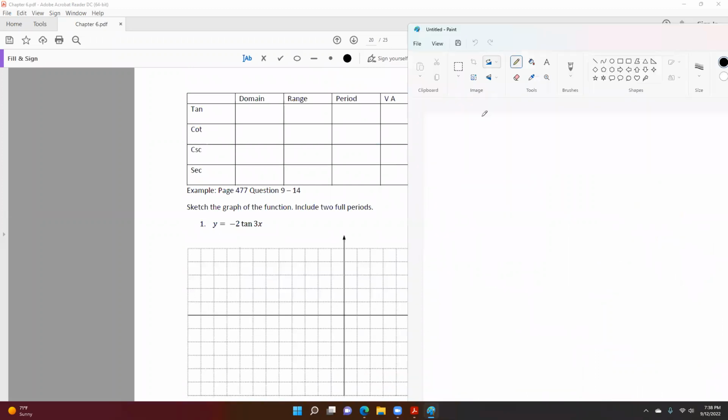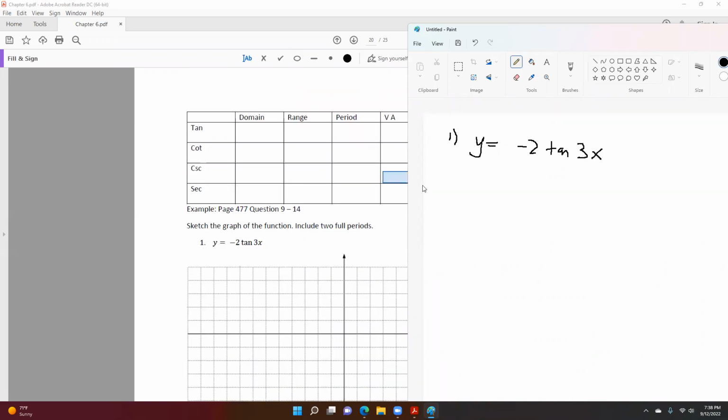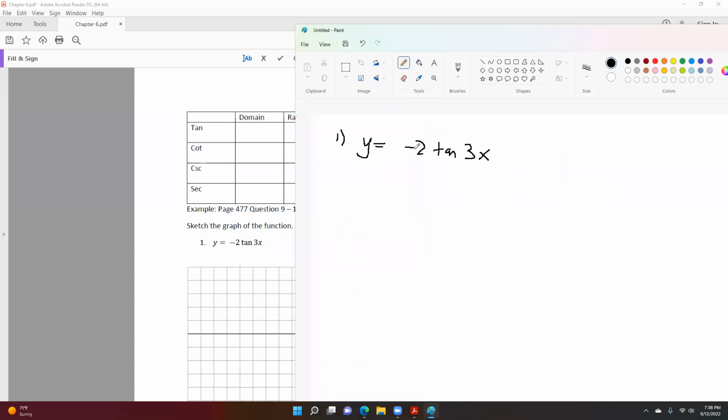Now on question 1, you've got y equals -2 tangent 3x. Your a is -2. You can do the same thing as what we did for sine and cosine. B is 3 because that is next to your x. We don't have c, we don't have d, right? Because we don't have those at the end there.